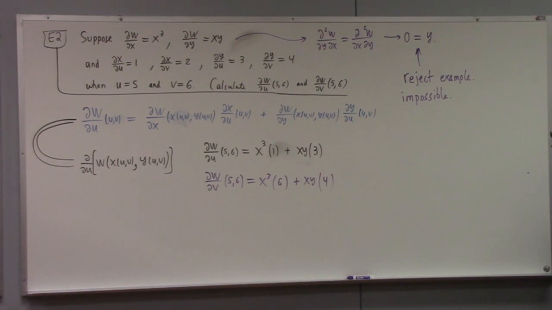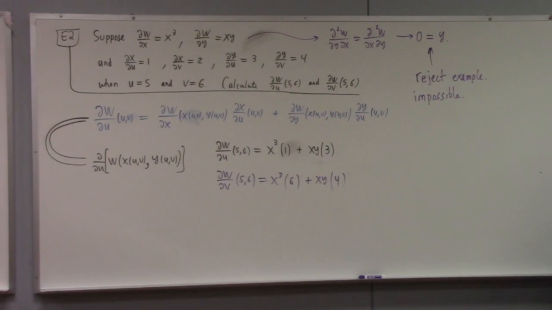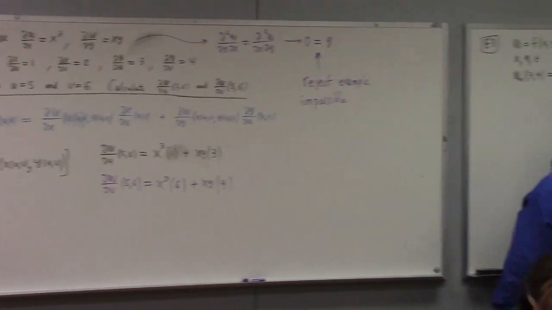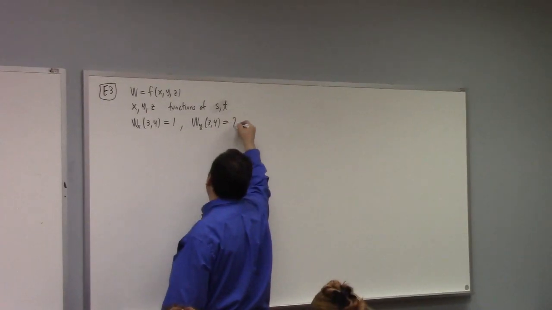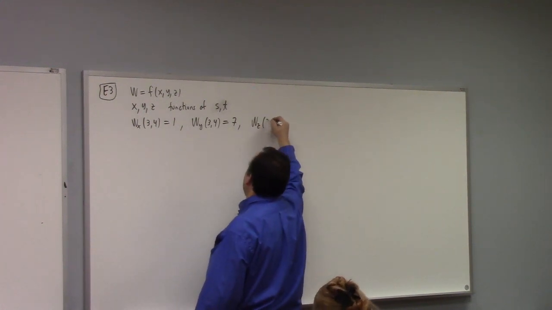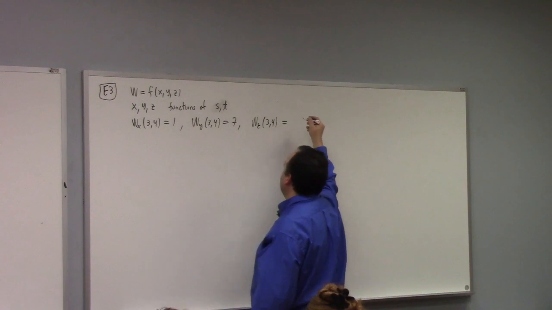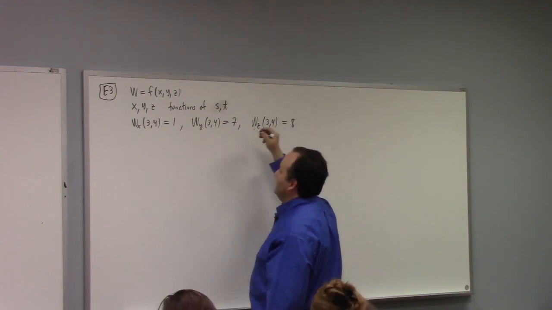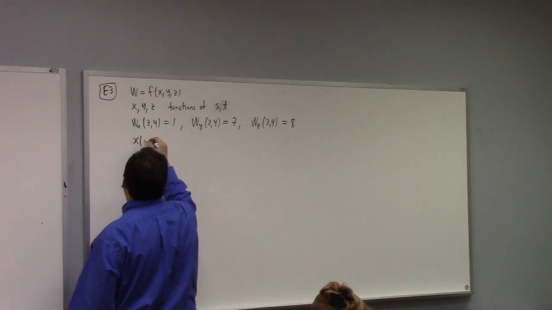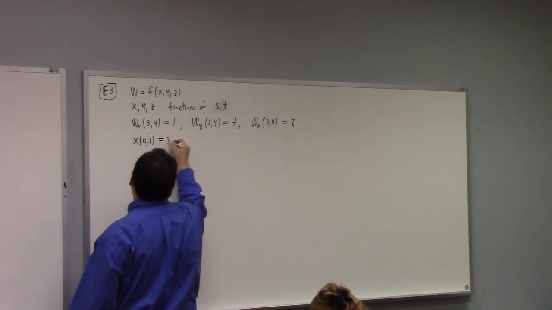And you have x, y, and z functions of u and v, all right? Instead of u, we've been using u and v too much. Let's use s and t for a change. And you have that wx at 3, 4 is equal to 1. wy at 3, 4 is equal to 7. wz at 3, 4 is equal to 8. And we have that x of 0, 1 is equal to 3.